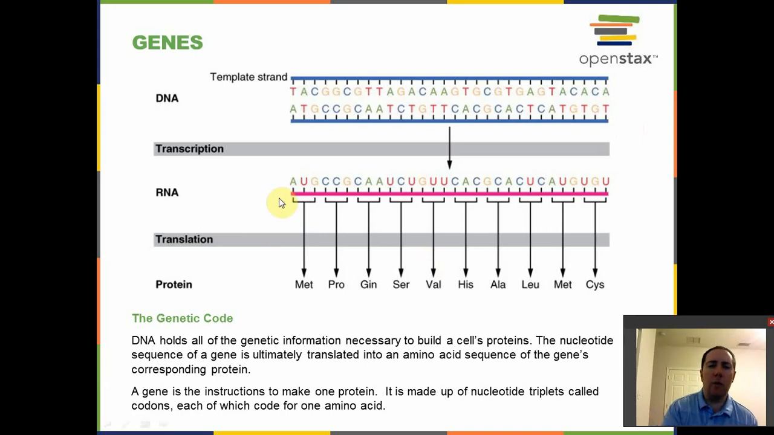Now, what we do is we look at 3 nucleotides at a time. 3, 3, 3, 3. And each combination codes for a different amino acid. So AUG codes for methionine. CCG codes for proline. Down at this end, UGU codes for cysteine, and so on. And so that is how we read this.